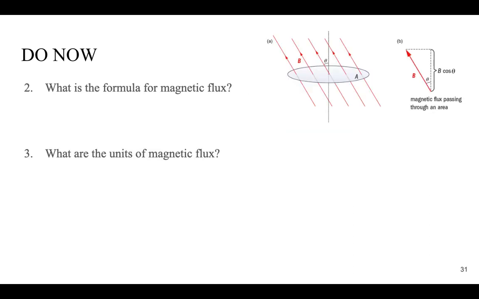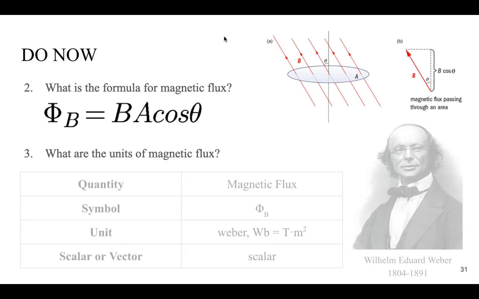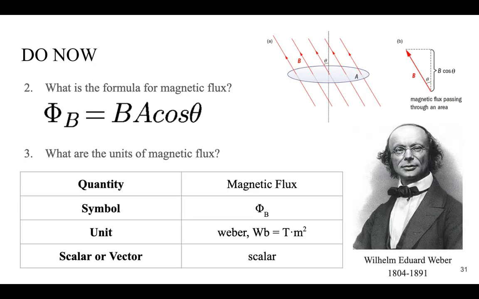So what is the formula for magnetic flux? The formula for magnetic flux is phi sub B equals B times A, the area of the loop, times cosine of theta. And if you had N loops, you could do it all in one shot and say phi sub B equals N B A cosine theta. And what are the units of magnetic flux? The units are Webers. It looks like Weber in English, the regular pronunciation is Weber, and the German pronunciation would be Weber. So let's just say Webers.